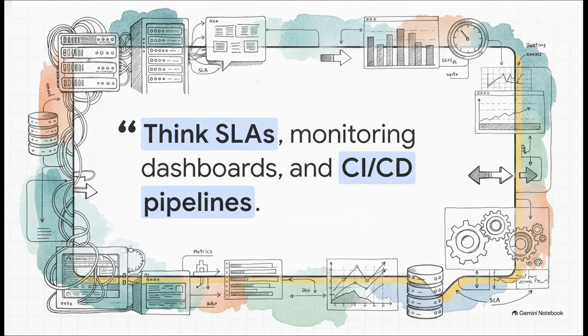We move into MLOps. This is where we bring machine learning directly into traditional IT operations. And this brilliantly illustrates the whole concept. The source material puts it perfectly. Think SLAs, monitoring dashboards, and CI/CD pipelines. Look, machine learning in a production environment isn't magic. It's software. And just like any other software, it requires the exact same operational rigor that you already apply to your mission-critical web servers and enterprise databases.